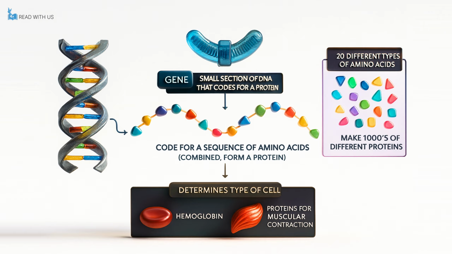Therefore, the exact order or sequence of amino acids in a protein is crucial because it determines the protein's shape and role in the cell. Because of this, DNA directly controls which proteins a cell can produce, and this in turn determines what type of cell it becomes. For example, red blood cells need to produce large amounts of the protein hemoglobin, which is responsible for carrying oxygen throughout the body, whereas muscle cells require specific proteins that enable contraction and movement. So in essence, genes play a fundamental role in determining both the structure and function of all living organisms.